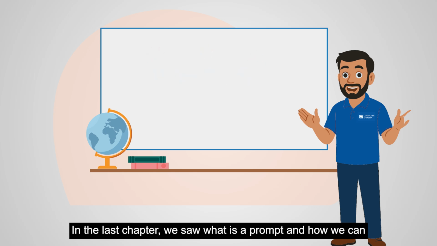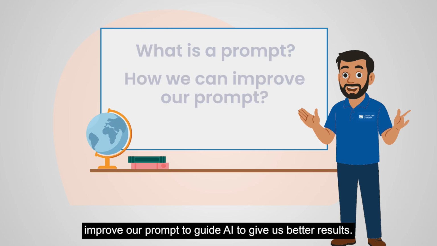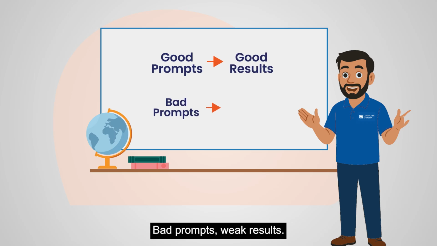In the last chapter, we saw what a prompt is and how we can improve our prompt to guide AI to give us better results. Good prompts, good results. Bad prompts, weak results.